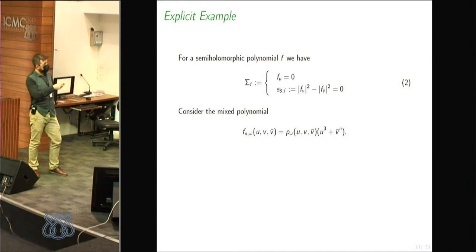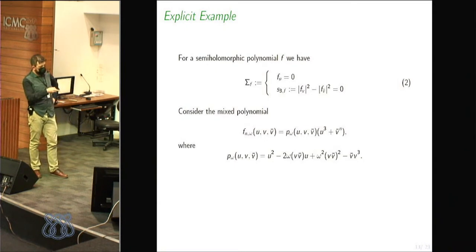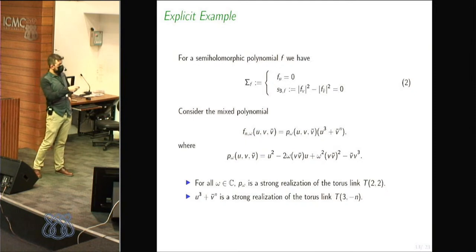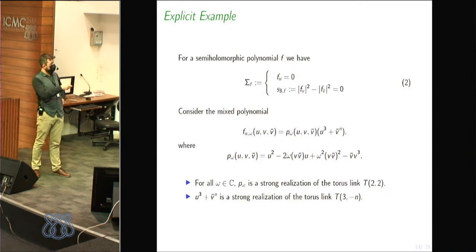Now I consider the mixed polynomial given by this product, but these two are only parameters, because I would like to show you one situation when we change the two parameters n and omega. P omega is defined this way, and we have this remark that for all omega complex number, P omega is a strong realization of the torus link T(2,2), and the second polynomial is a strong realization of the torus link T(3,-n), right?